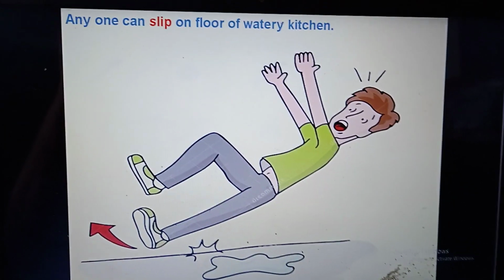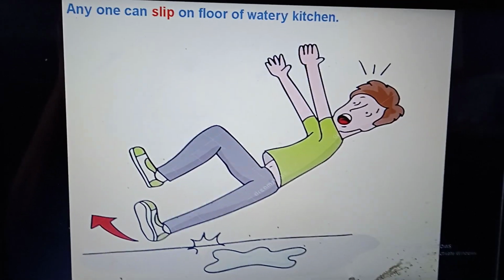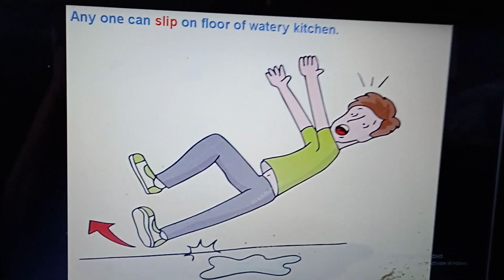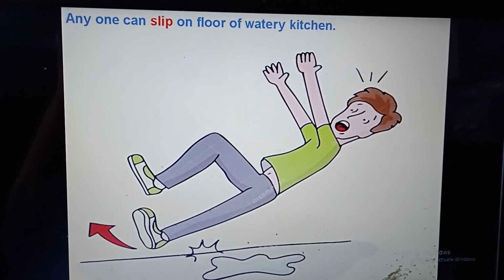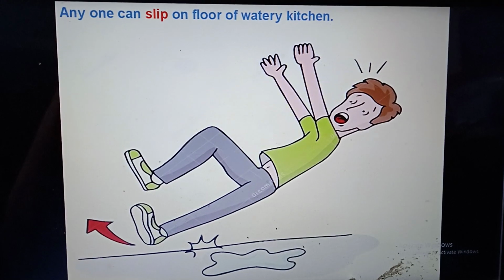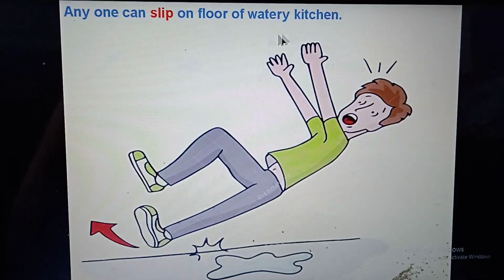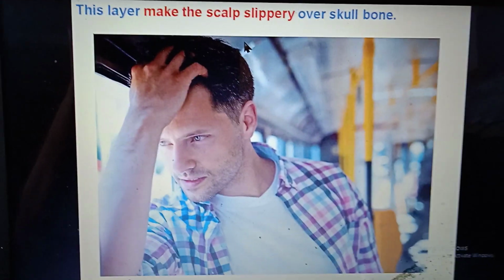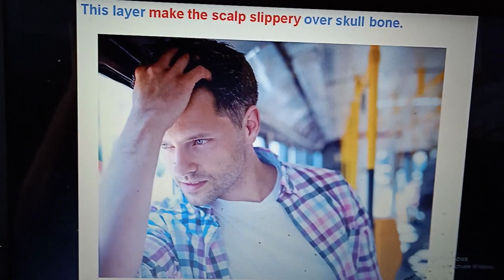Again, this fourth layer: anyone can sleep on the floor of a watery kitchen. We are discussing the kitchen. First, there is a safety hematoma; second, it is the dangerous layer; and third, anyone can sleep on the floor of a watery kitchen, which hints to us that this layer makes the scalp slippery over the skull bone.